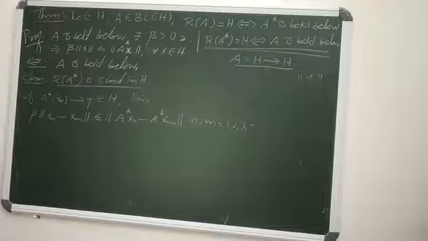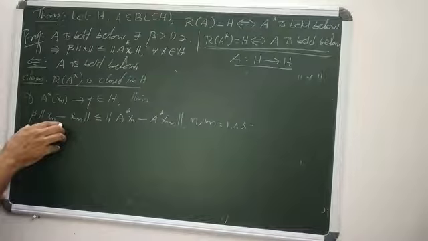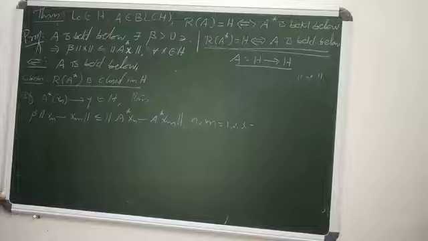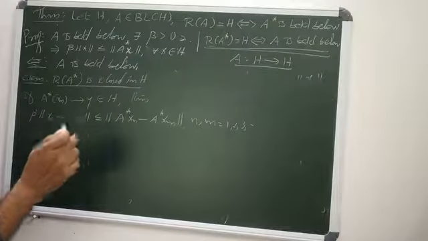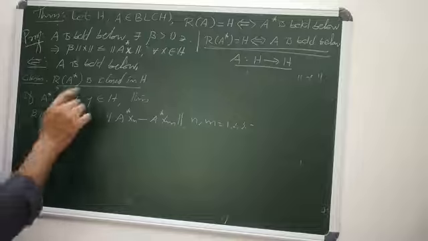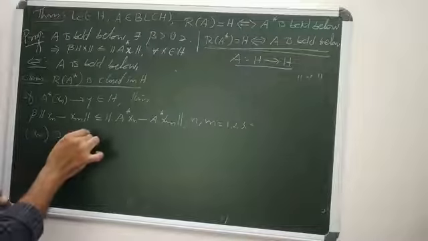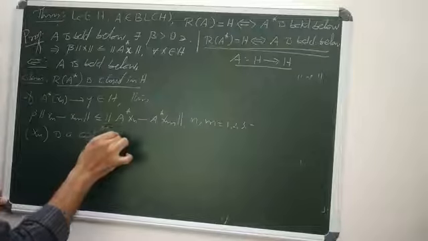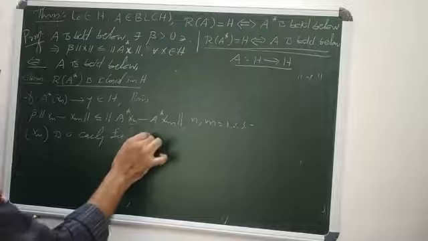So beta times norm of x_n minus x_m is less than or equal to norm of A* x_n minus A* x_m. But this means, according to this argument, that the sequence x_n is a Cauchy sequence in H.